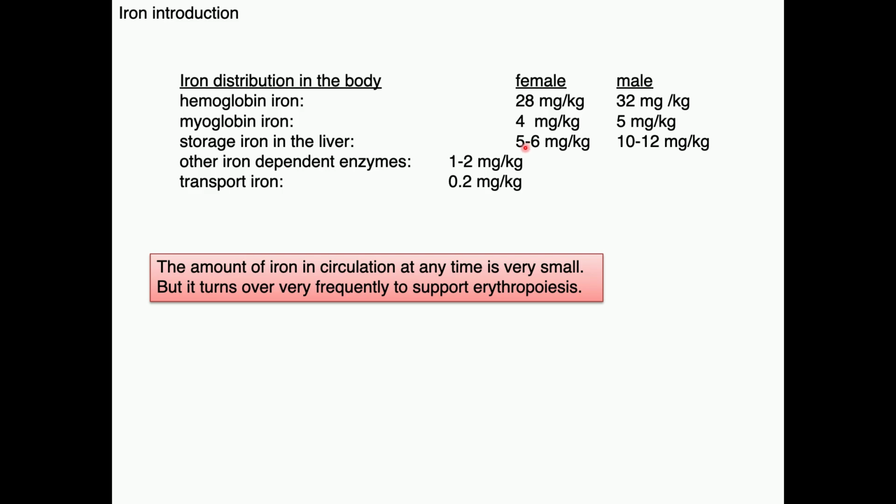Okay. And yeah, the amount of iron in circulation, represented here by this transport iron, is very tiny compared to how much is in the erythroid compartment and in the storage and muscle iron. But it's turning over very rapidly to support erythropoiesis, and we know that there are billions of red blood cells being produced every day, hour, minute. I'm going to have to remember that. But anyway, this turnover is very rapid.